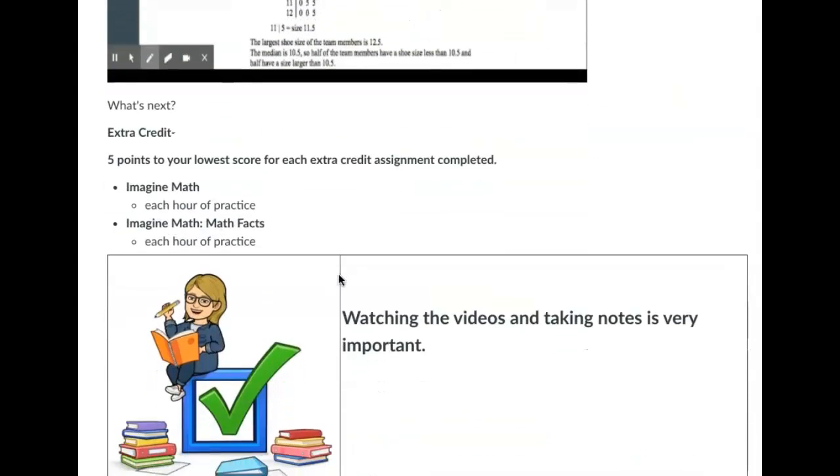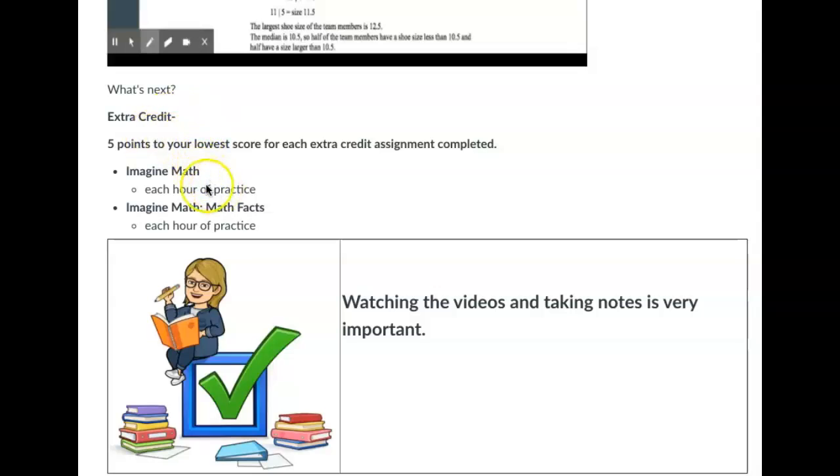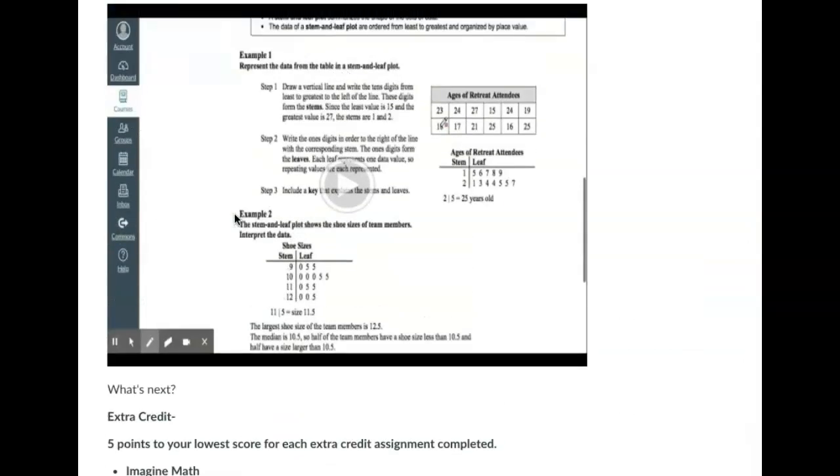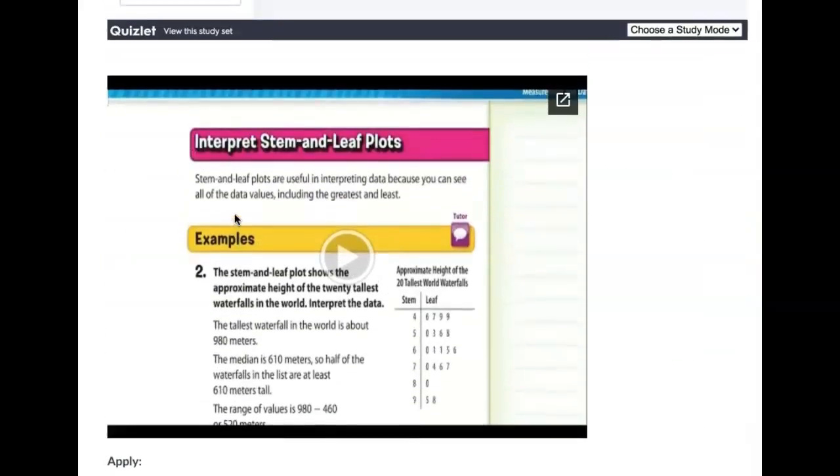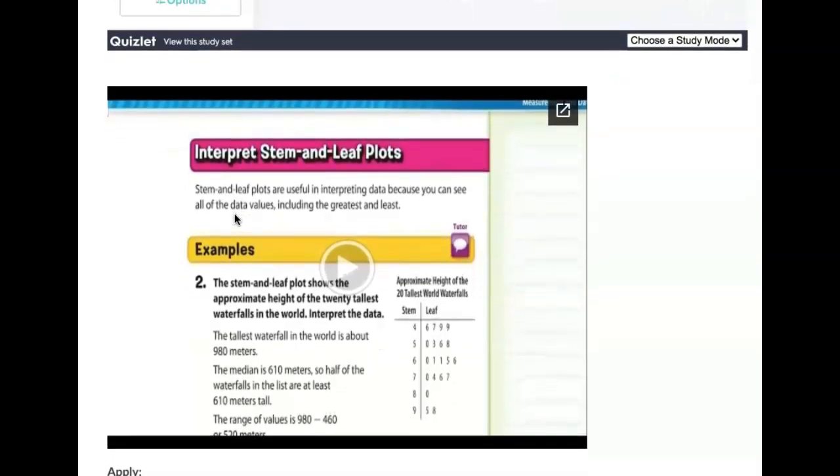Don't forget we have extra credit available at all times. You can work on Imagine Math and do Imagine Math Facts practice each day for more points on your test that you may have scored not so great on.